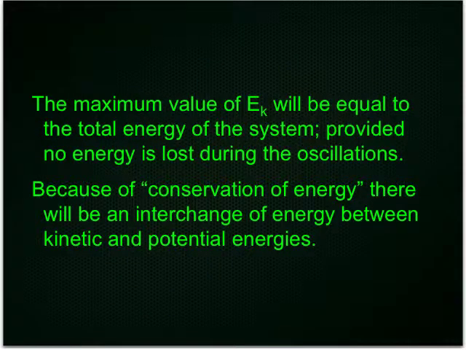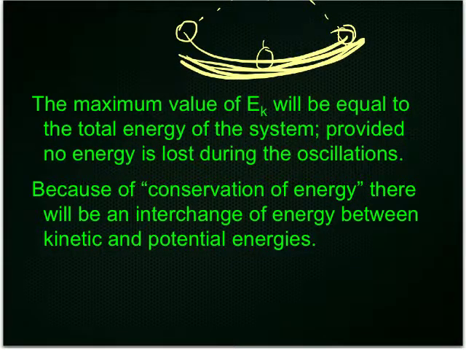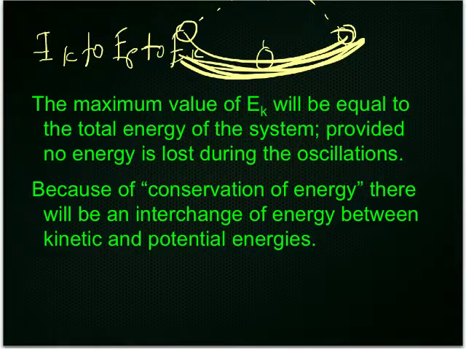Now, the maximum value of this kinetic energy should be equal to the total energy of the system. In other words, if you think of a pendulum going back and forth, it swings along at different positions. As it swings back and forth, it's just swapping energy between kinetic to potential, back to kinetic, and so on. There's no energy lost in the system in this case. So all kinetic energy is transferred to potential, and all potential is transferred to kinetic. Because there is conservation of energy, that's why this happens.